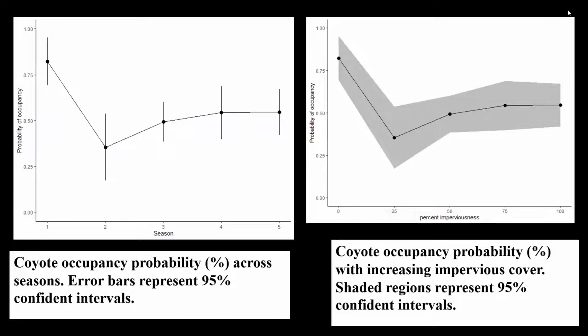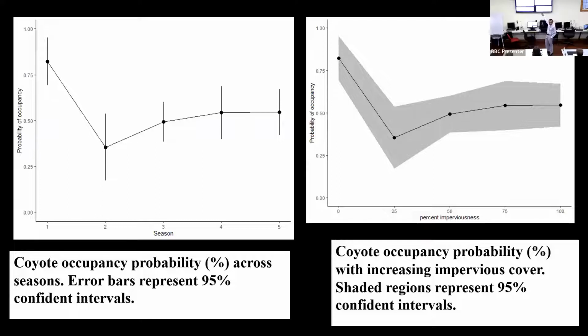Was that a question coming from Zoom or am I hearing things? Oh, yeah. So from winter to the spring, we actually see a drop in occupancy for the coyotes, and then of course it becomes relatively stable, and it increases and becomes stable. And also with the imperviousness, again, we see a major drop as the urbanization increases, but still with increasing imperviousness, you do not see the probability of occupancy of coyotes going way down, right?